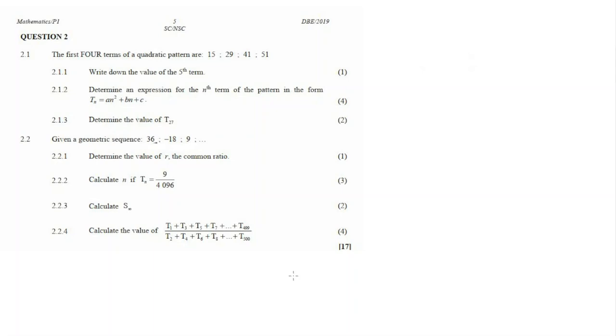2.2.1, determine the value of r, the common ratio. The common ratio is usually calculated as r equal to t2 over t1 or t3 over t2. It doesn't matter which one you use, you get the same answer. So we calculate t2 over t1, which is minus 18 divided by 36. The answer is negative 1 over 2.